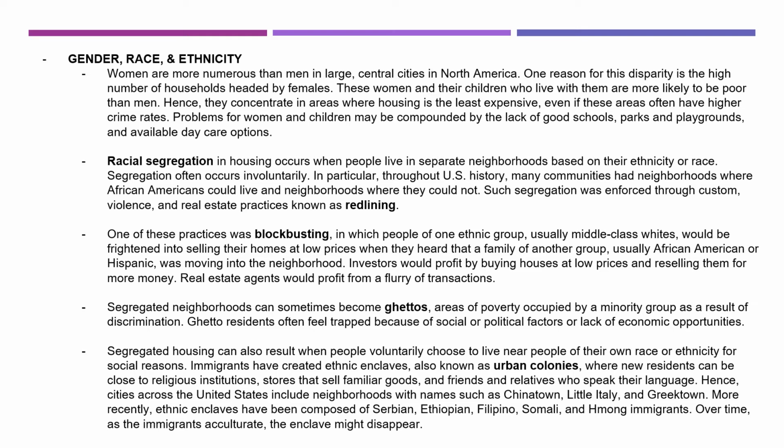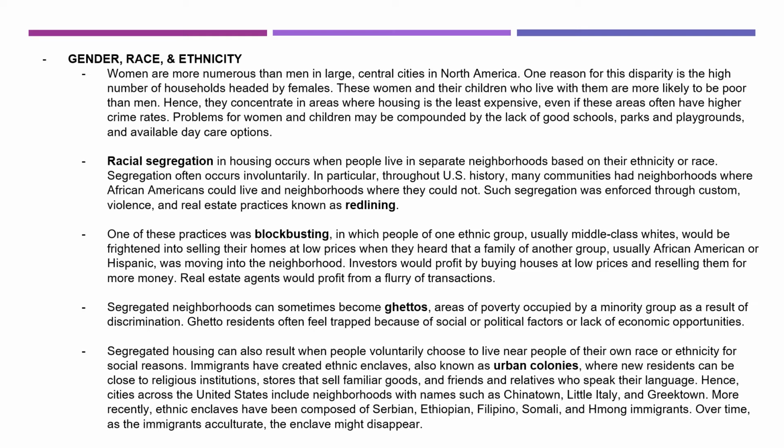These women and their children who live with them are more likely to be poorer than men. Hence, they concentrate in areas where housing is the least expensive, even if these areas often have higher crime rates. Problems for women and children may be compounded by the lack of good schools, parks and playgrounds, and available daycare options. Racial segregation in housing occurs when people live in separate neighborhoods based on their ethnicity or race.